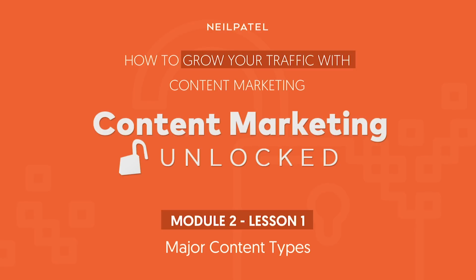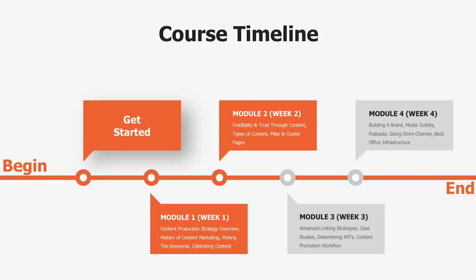And today we're going to be covering the different types of content that you find online and how you can leverage them to get more traffic and sales. We're in week 2 of Content Marketing Unlocked. As I mentioned, today we're going to be going over content types. And then over the upcoming days, we're going to end up discussing things like pillar and cluster pages and how you can leverage them for more traffic. If you're not sure what those mean, don't worry about that. We'll cover that in the upcoming days.